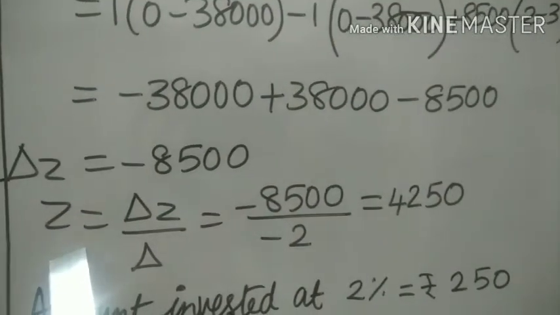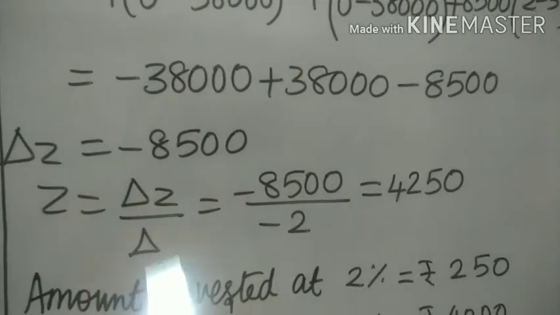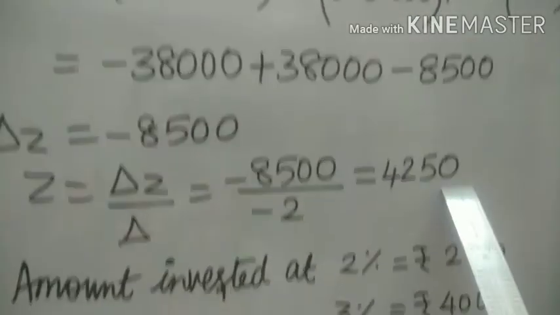So what is the Z value? Del Z by del. And we get 4,250.